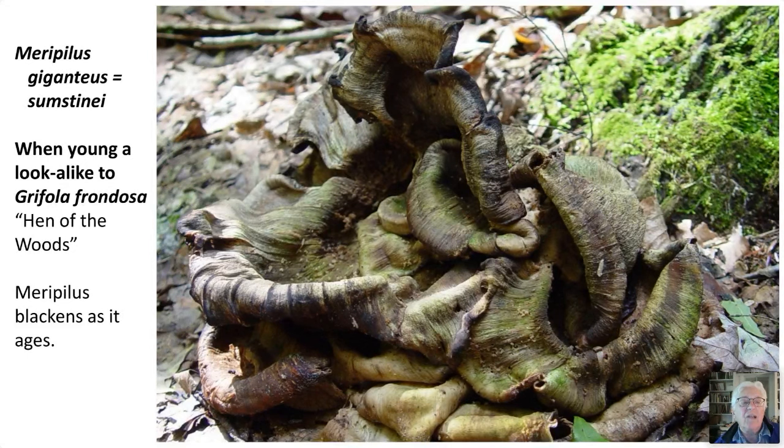But Meripilus giganteus, which used to be Polyporus giganteus, turns black when it's young and tender. It's edible when it's young and tender, but the end of it turns black and then it gets hard. It's almost like cardboard at this point. It's cellulose material, very hard. So you might find some of these around, growing here and there in the woods.